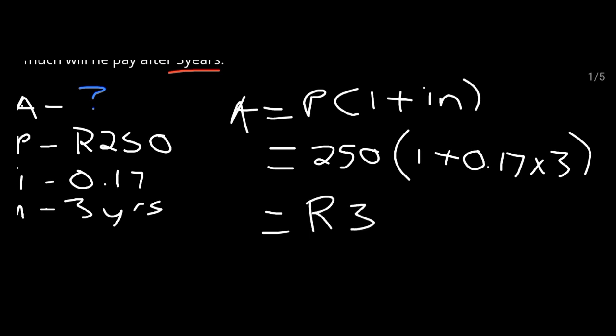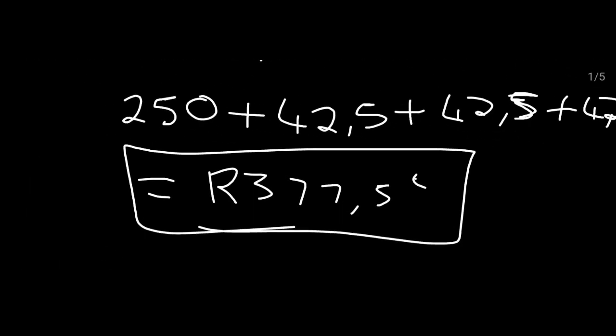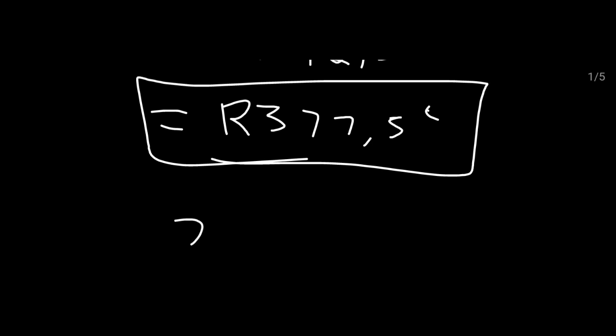You're going to get 377.5 cents. This is the exact same amount you get manually. So you can do it manually. Just take the normal amount, what am I adding? I get 3 years. What am I adding? The interest amount.